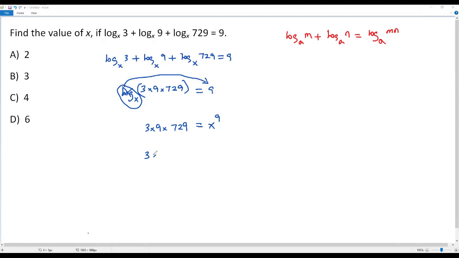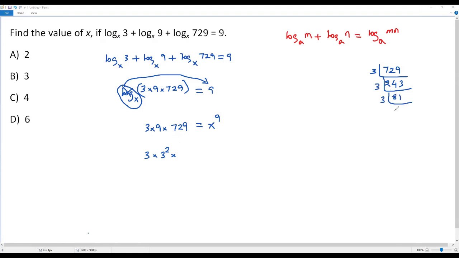So 3 can be written as it is because it's a prime number, and 9 can be written as 3 to the second power. And this 729 can be written as a power of 3. For that, we have to decompose 729 into the prime factor 3. Let me do it. 729. Let me divide 729 by 3. So when I do so, I am getting 243. Okay, let me divide it by 3. Then I am getting 81.